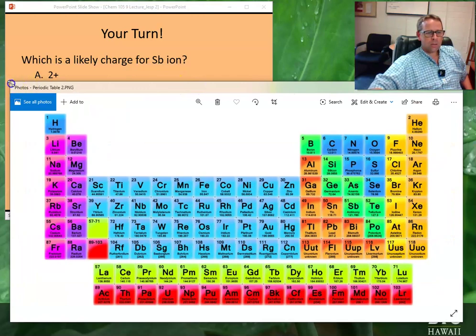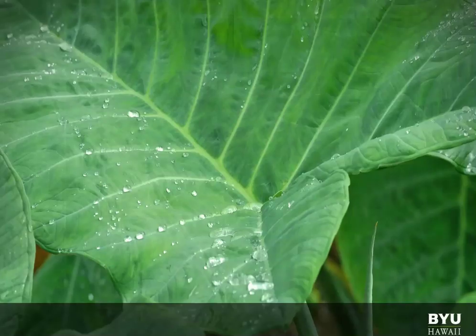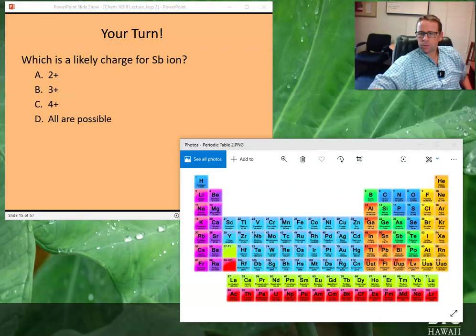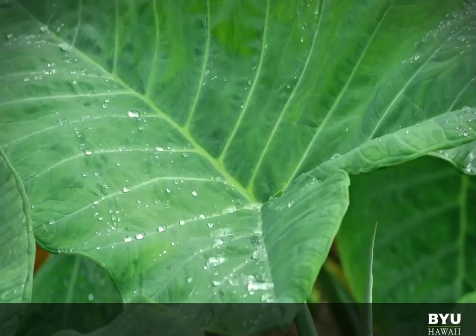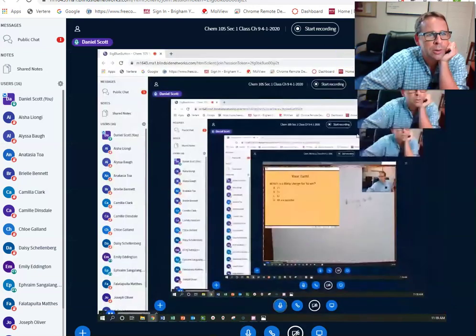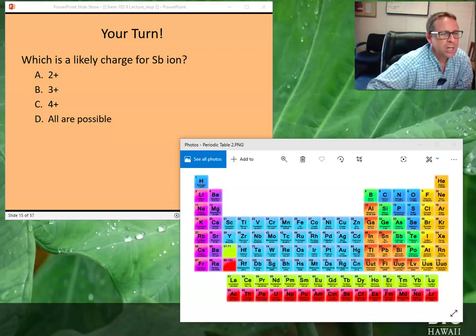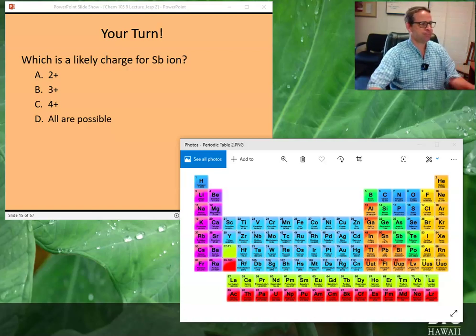All right, so what do you guys think? Which one of these would be a reasonable charge for the antimony ion? Let's see, who do we got here? Where's my... I've lost my... Oh, there it is. Okay. All right. So, Aisha, what'd you get? What's a likely charge for the antimony ion of the ones listed here?